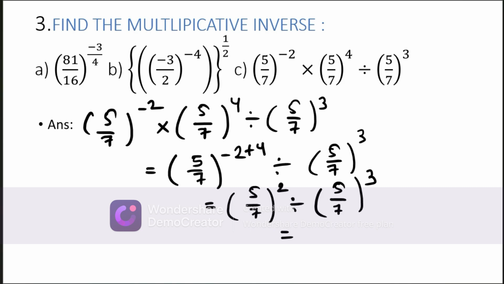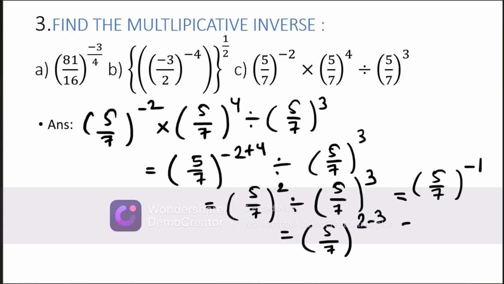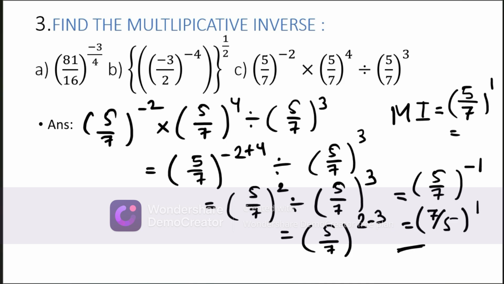Now also the bases are same. So in division, powers should be subtracted. So (5/7) to the power 2 minus 3. That is (5/7) to the power -1. So you can write it in positive exponent form. That is (7/5) to the power 1. But this is not the answer. You have to write the multiplicative inverse. So what is the multiplicative inverse? The multiplicative inverse of 7/5 is (5/7) to the power 1, or you can write simply 5/7. Okay, so this is the multiplicative inverse.